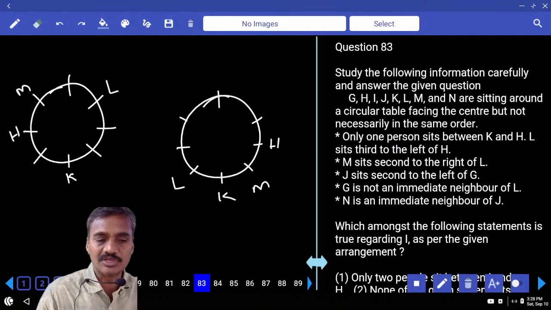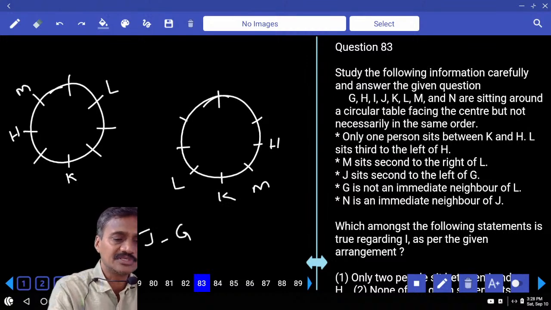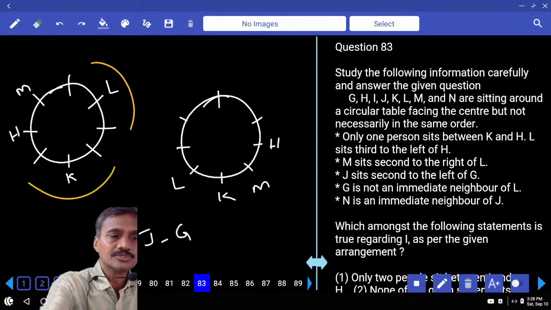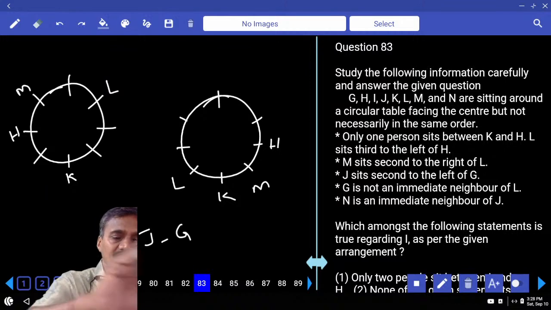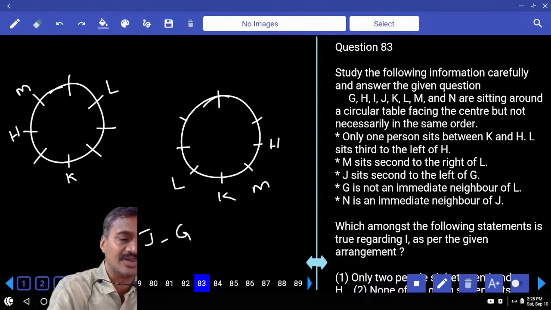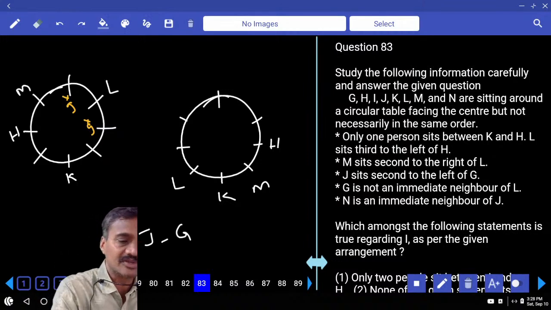J sits second to the left of G. J is seated second to the left of G. We have different possibilities. J and G can be like this, J and G can be like this. And two possibilities in each of these, hence it is ruled out. J sits second to the left of G. G is not an immediate neighbor of L. Now G cannot be in these two. As G cannot be in these two places, G cannot be here as well.